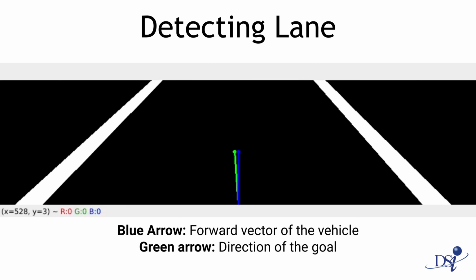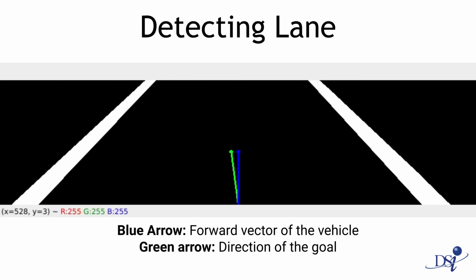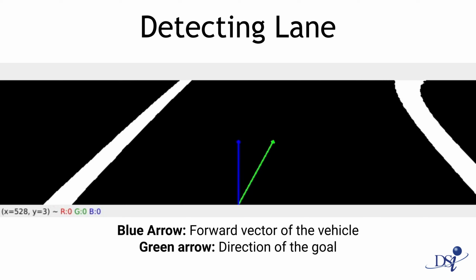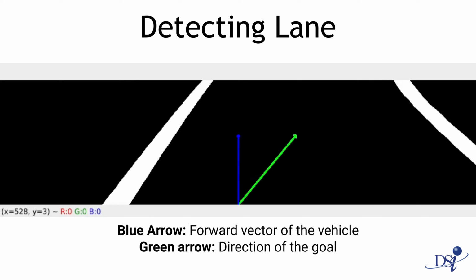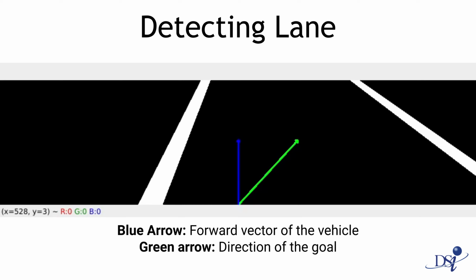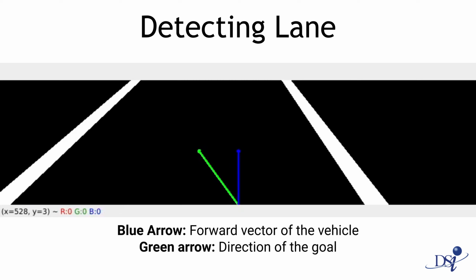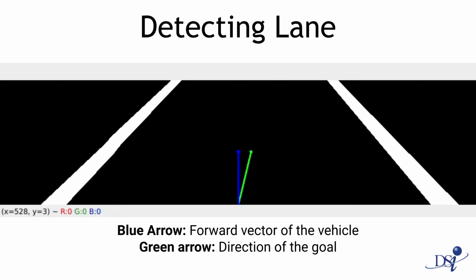The video shows how the diff-drive tries to reach the goal. The blue arrow is the forward vector of the vehicle and the green arrow is the direction of the goal. The goal point is calculated at the midpoint of the centroids of 2 edges. The objective of the vehicle is to minimize the angular distance between the forward vector and the goal vector.